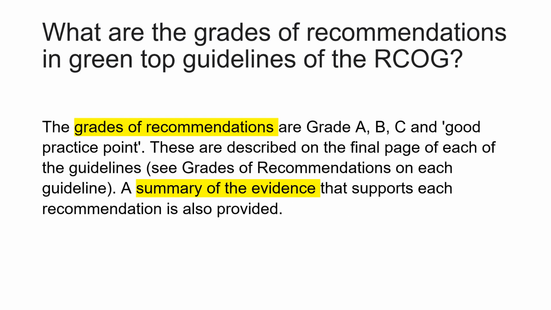So in summary form, we can say that the grades of recommendation are mentioned as capital A, B, C, and lastly, good practice points. These are described on the final page of each guideline, and in addition to the grades of recommendation, there is also a summary of evidence to mention what is the level of evidence that is available for each recommendation. And this is mentioned in a different way in numerical terms.